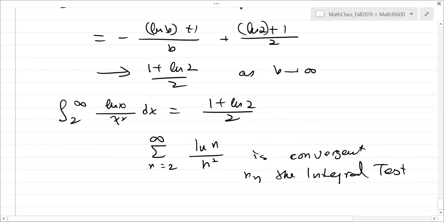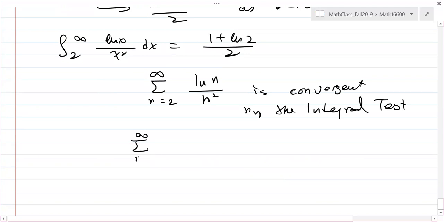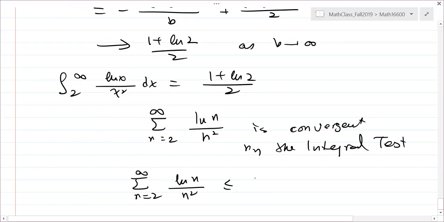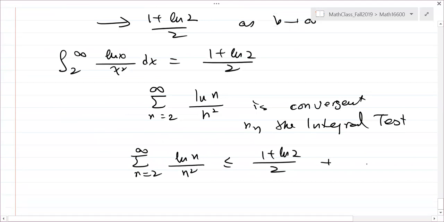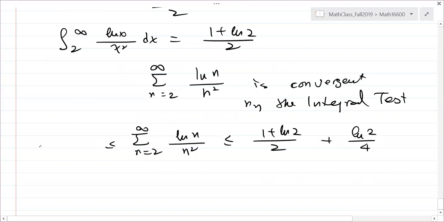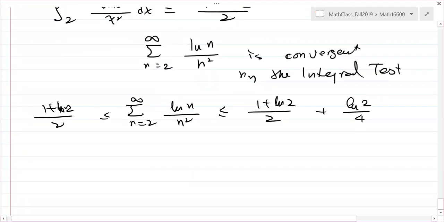If you want to get the estimate, the integral is going to be 1 plus natural log of 2, plus the first term, which is 4 natural log of 2, and the sum is greater than this. So it's a pretty good estimate. Don't forget to put an estimate there when you do the homework. Okay, let's stop here.